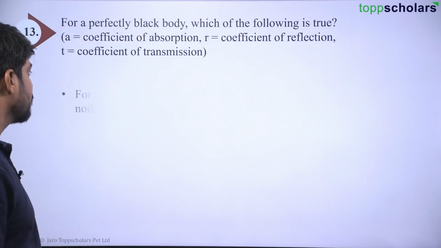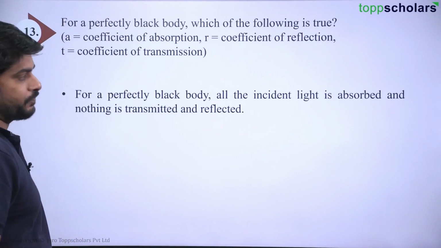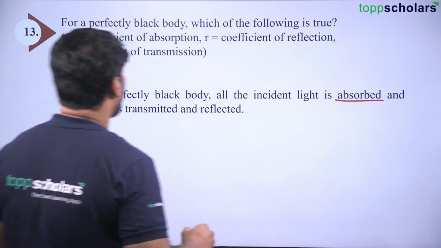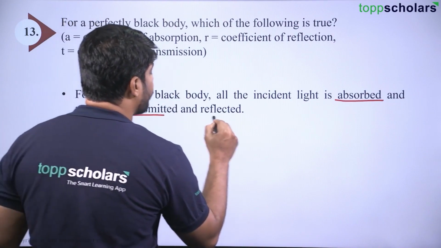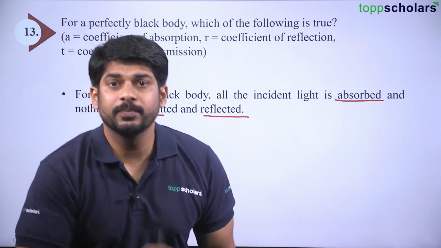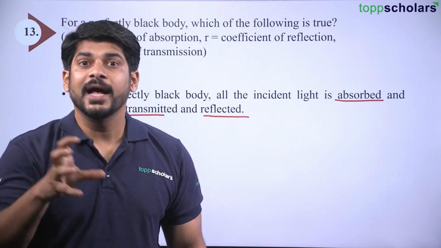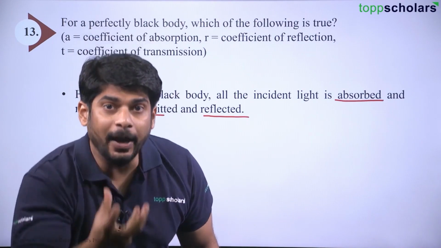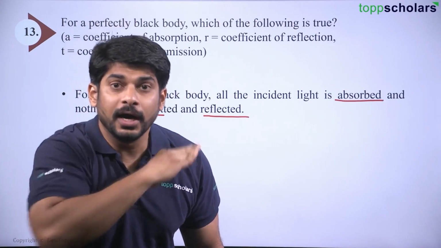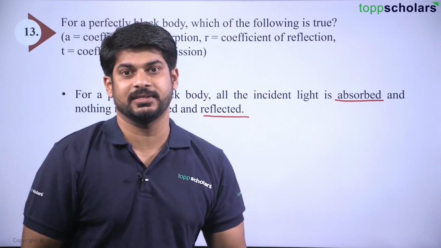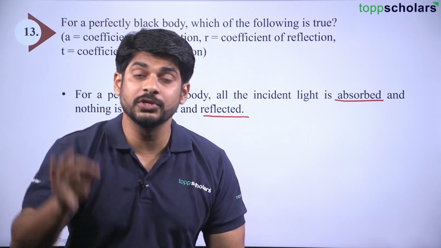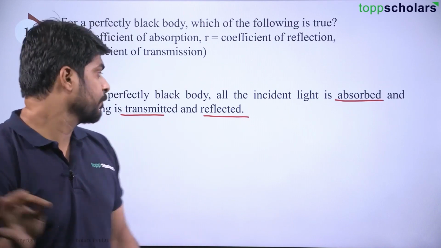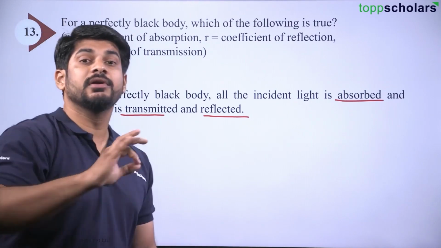So, the answer is very simple. For a perfectly black body, isn't it? All the incident light or radiation is always absorbed and nothing is transmitted or reflected back. We all know what a black body is. A black body is a body which has the property that whenever some radiation is incident on it, all the energy is absorbed by it, isn't it? It absorbs 100% of the incident radiation, isn't it? So therefore, definitely the coefficient of absorption is equal to 1 and it does not reflect anything, or in fact, it does not even transmit anything.